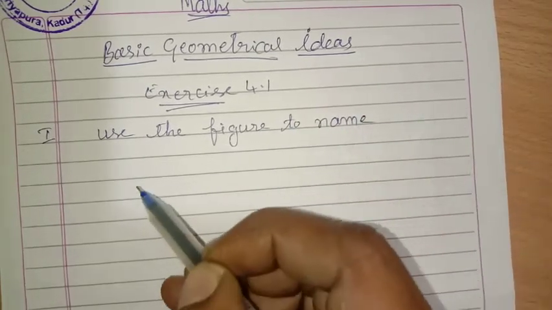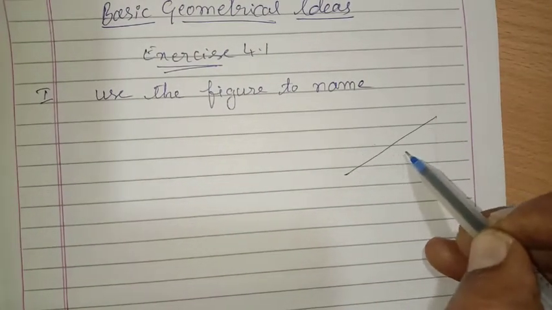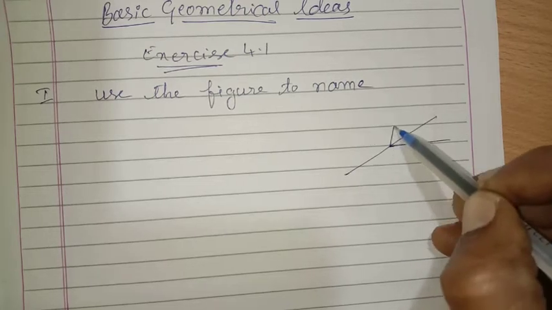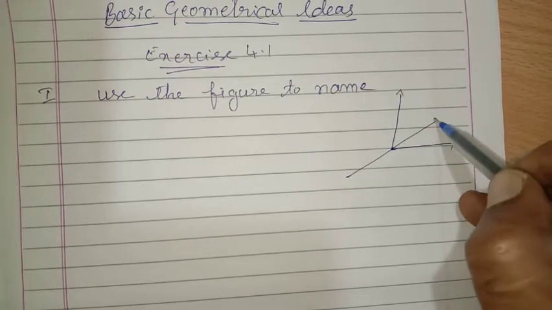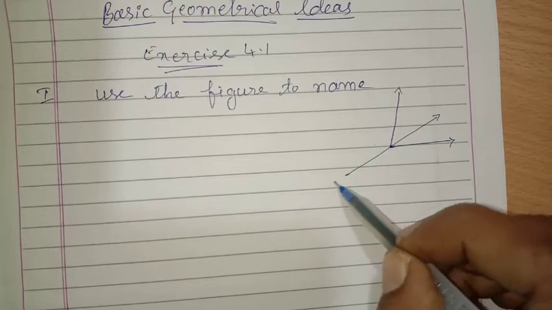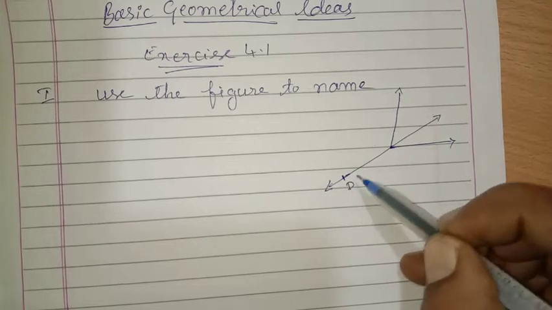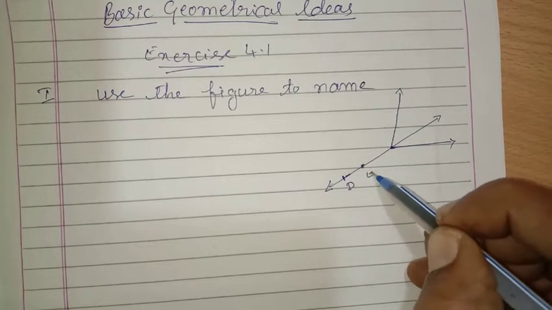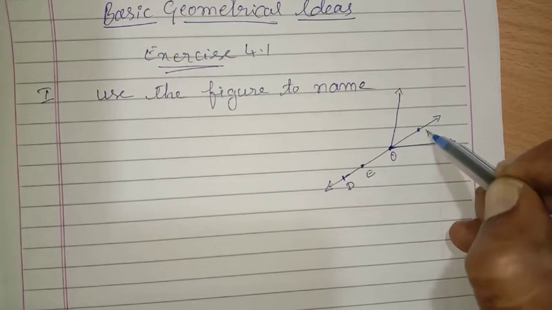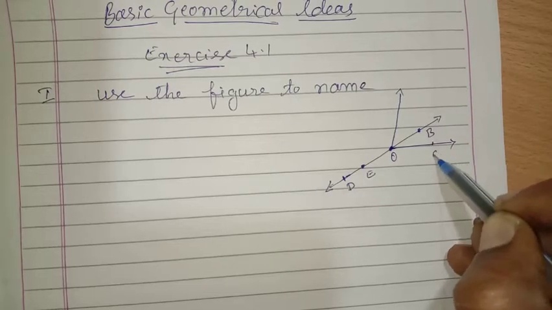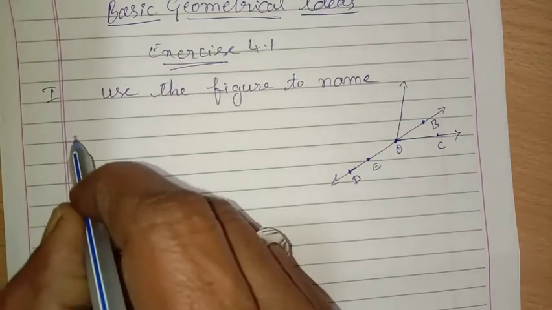So what is the figure? This is the figure, and in it this is point D, this is point E, this is point O, this is point B, and this is point C. So the question is, name the 5 points.